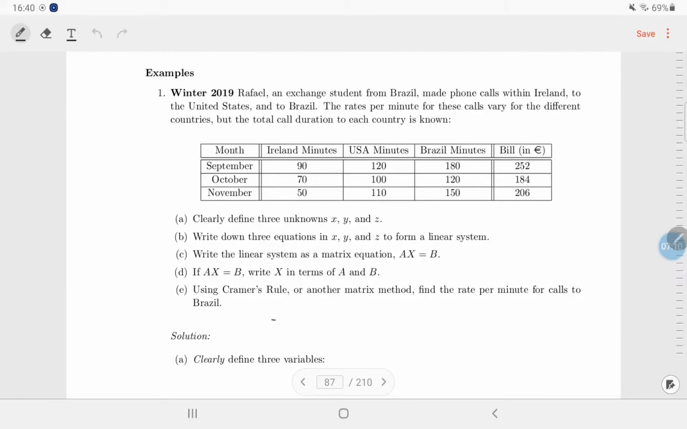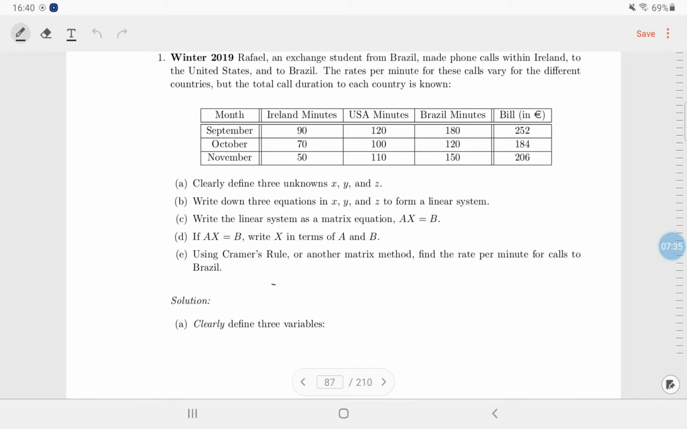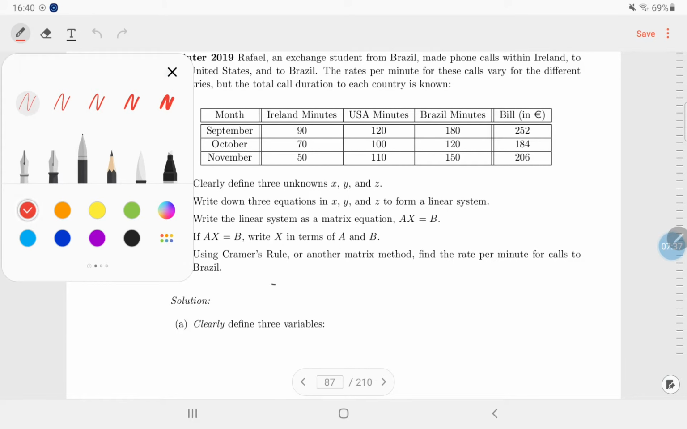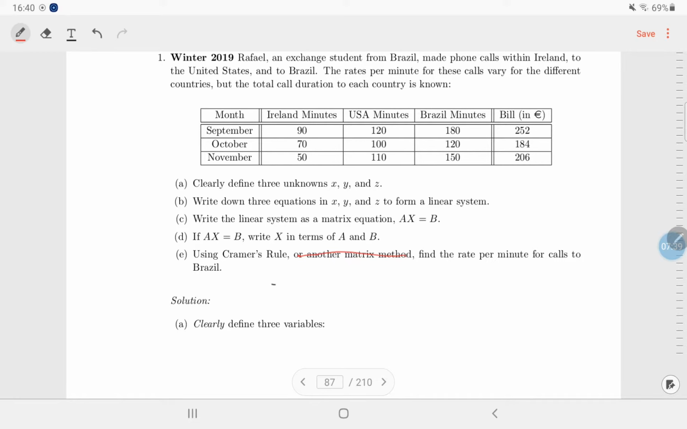We got a Brazilian student here making phone calls within Ireland to the US and to Brazil. The rates per minute for these calls vary for different countries, but the total call duration to each country is known. So we want to clearly define 3 unknowns, write down 3 equations x, y, z to form a linear system, write the linear system as a matrix equation, AX equal to B, write X in terms of A and B, and then using Cramer's rule or another matrix method, find the rate per minute. Now the other matrix method is to find the inverse of the 3 by 3, but we're not doing that.